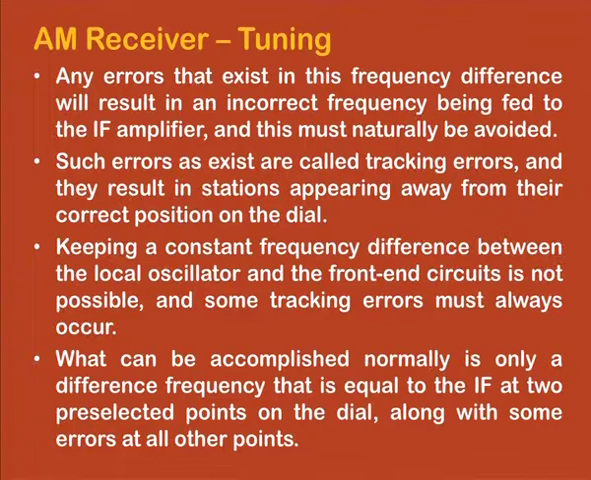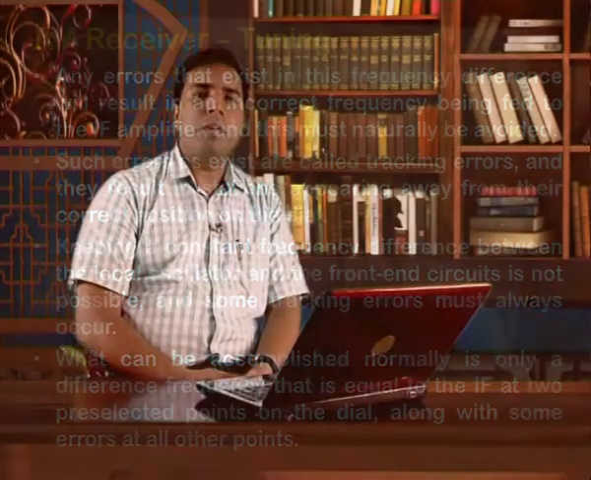Such errors are called tracking errors, and they result in stations appearing away from their correct positions on the dial. Keeping a constant frequency difference between the local oscillator and the front end circuits is not possible, and some tracking errors must always occur. What can normally be accomplished is a difference frequency equal to the IF at two pre-selected points on the dial, along with some errors at all other points. What it means is that we cannot have the correct frequency output of all tuning circuits for the entire range of AM broadcast.